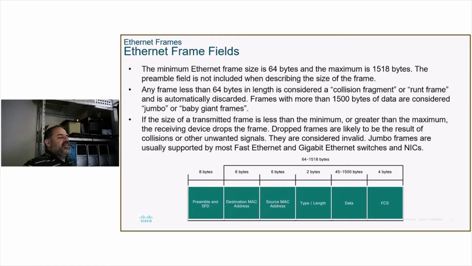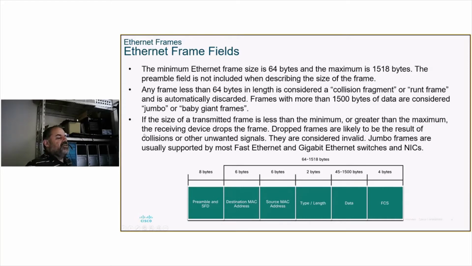Any frame less than 64 bytes in length is considered a collision frame or a runt frame and is automatically discarded. Frames with more than 1500 bytes of data are considered jumbo or baby giant frames. Basically, when you subtract all the header information, the data section can be 1500 bytes as a maximum.